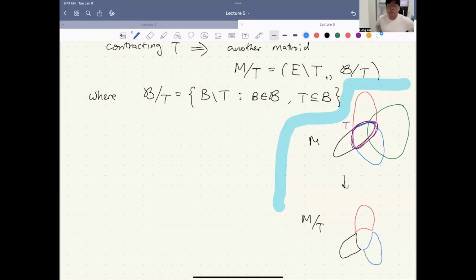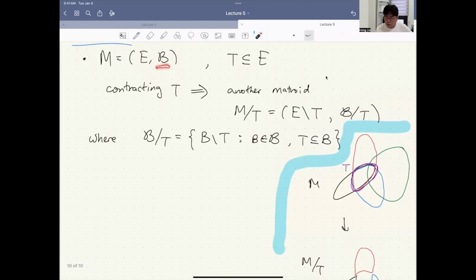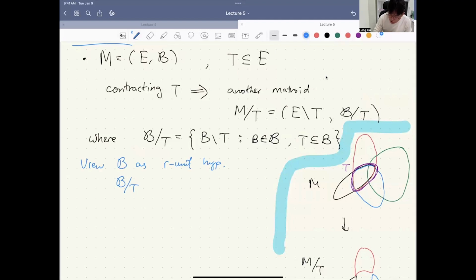Any questions? If you're familiar with hypergraphs, the original matroid is an R-uniform hypergraph. This is nothing but the link of T, basically. So if you view B as an R-uniform hypergraph, then B with T contracted is nothing but the link of T in B. But that's just an alternative view.